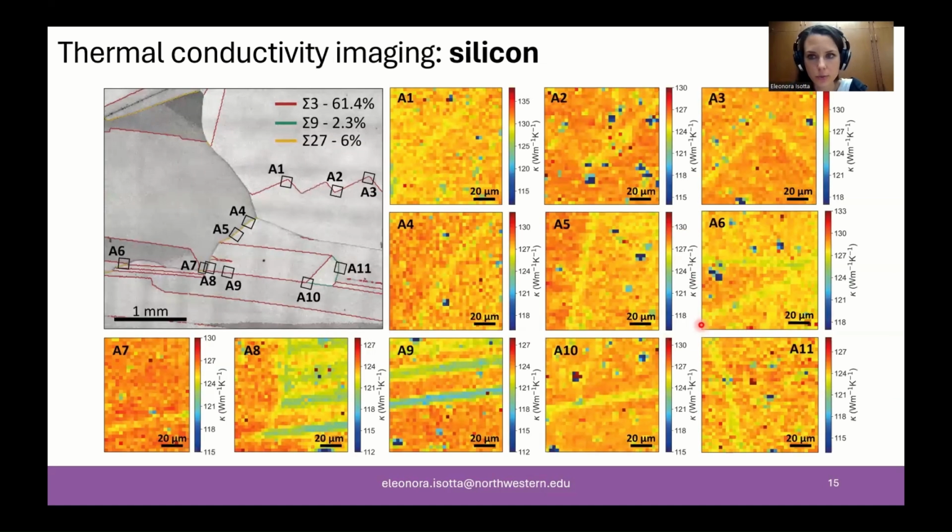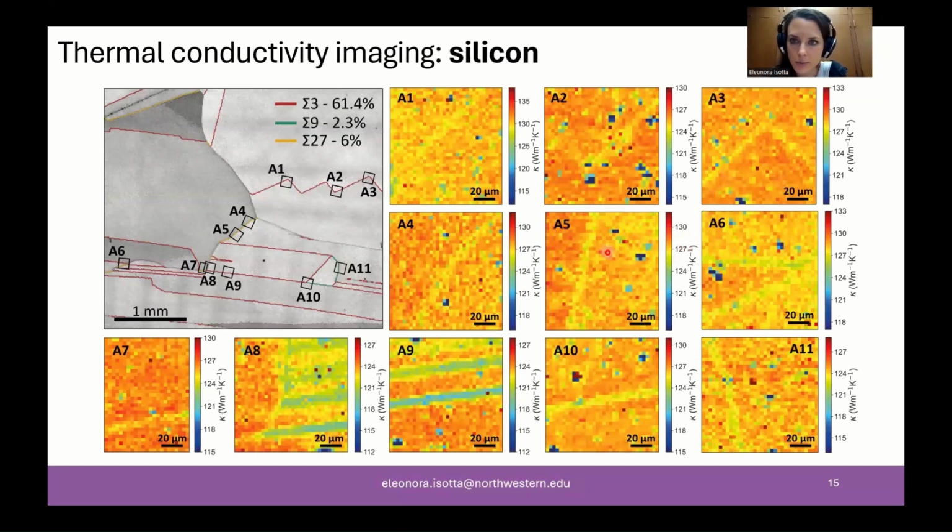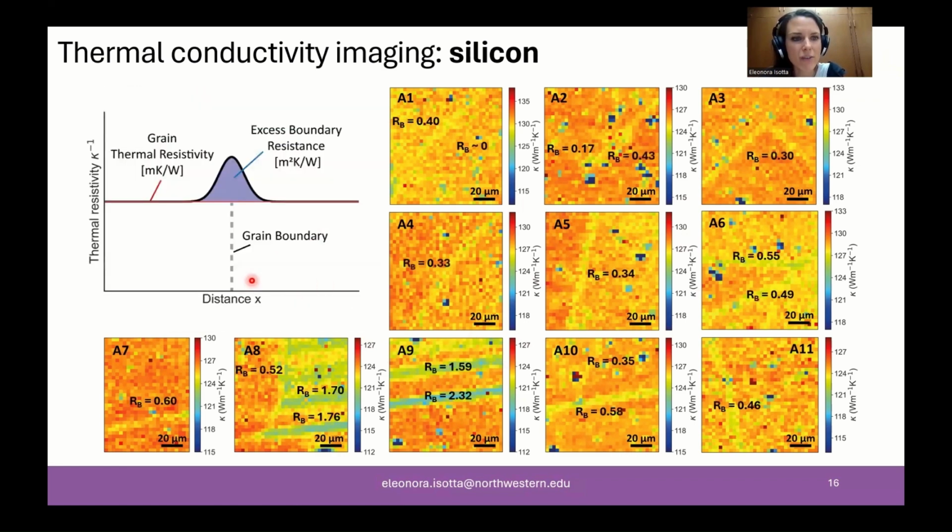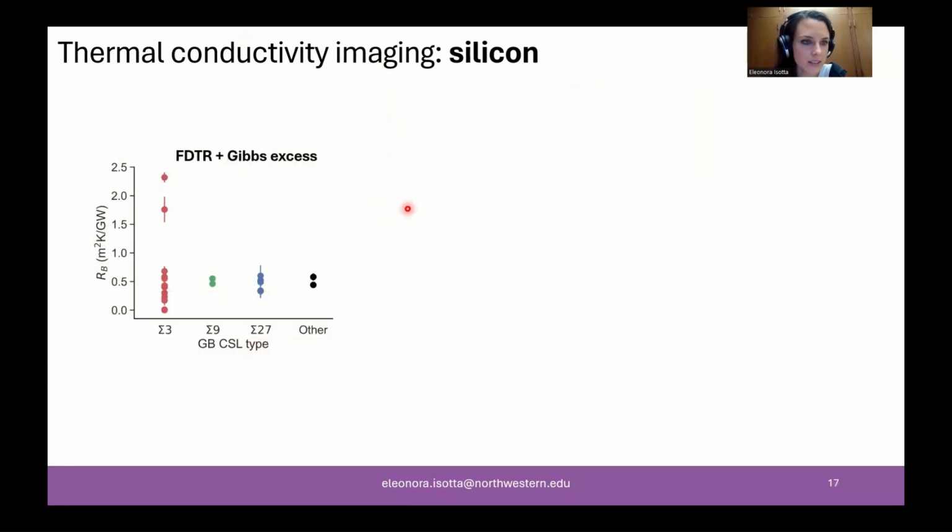With this in mind, we decided to proceed and probed a number of different boundaries with different sigma numbers, different shapes. We generally see some suppressions corresponding to the locations where we would expect boundaries to be. For example, this one here, over there, and so forth. And we see that this suppression seems to vary a lot from boundary to boundary. We have been using the same Gibbs excess approach to extract an equivalent excess boundary resistance. And just to put everything into a unique plot, this is the excess boundary resistance as a function of sigma type of the boundary. We can notice a few things.